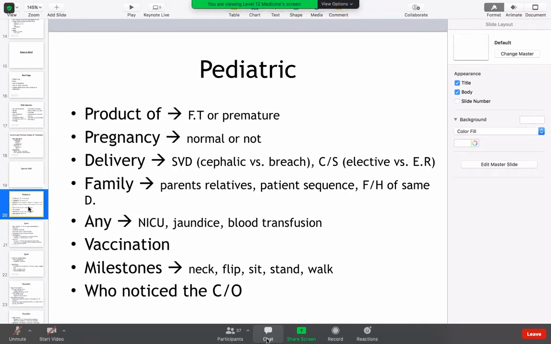Ask about any ICU admission, any jaundice or blood transfusion after delivery, and also ask about vaccination profile and whether the patient is developing normal milestones. Also, when you assess a pediatric patient, you should ask who noticed these symptoms and when.